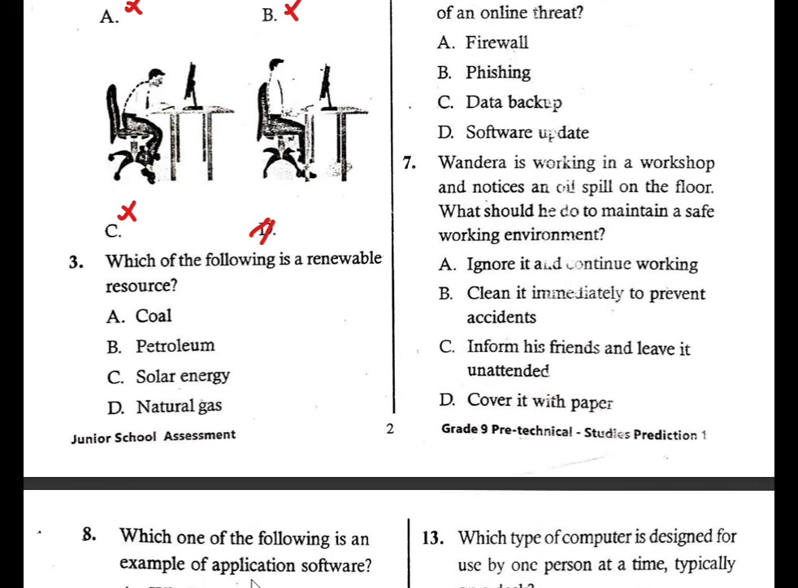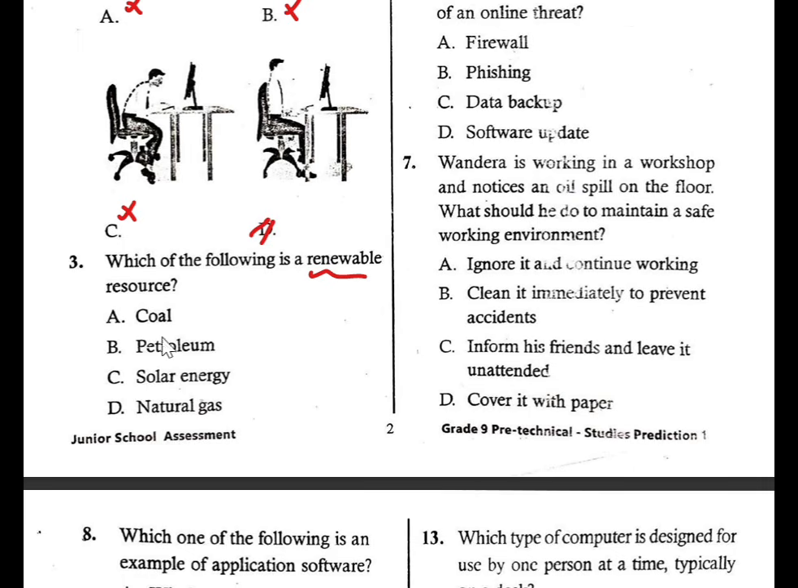Question number 3. Which of the following is a renewable resource? We have A, coal, B, petroleum, C, solar energy, D, natural gas. Remember, you want a renewable energy source. So remember, renewable, hii ni gani? Hii ni ile ambayo, for example, they will never get depleted. Inamaanisha ukitumia leo, kesho bado iko.